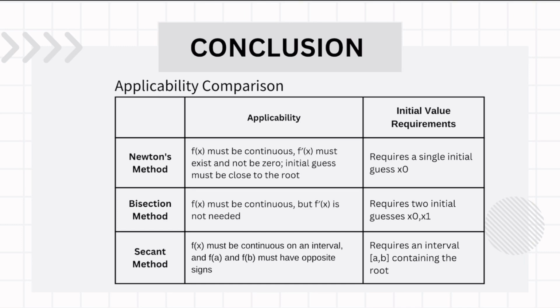In summary, while Newton's method is highly efficient, it has strict requirements. The bisection and secant methods are more flexible but may converge more slowly.